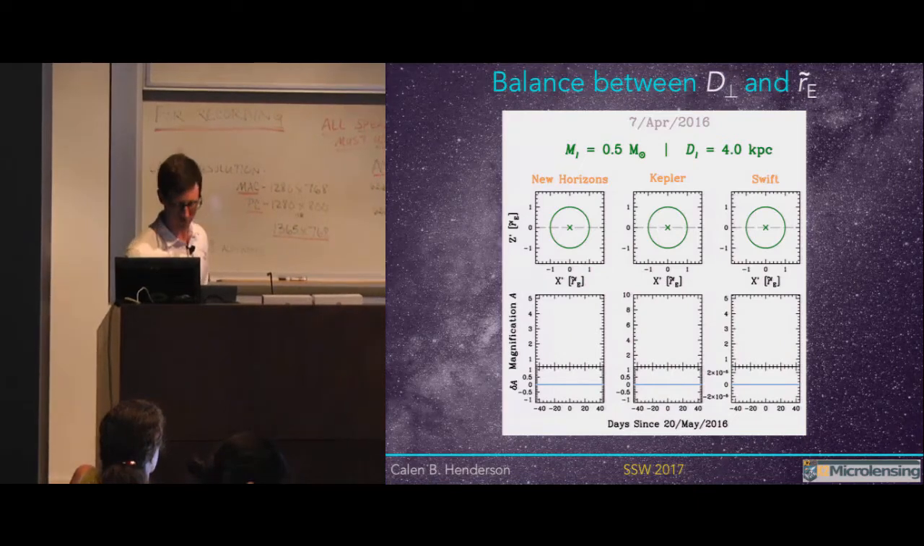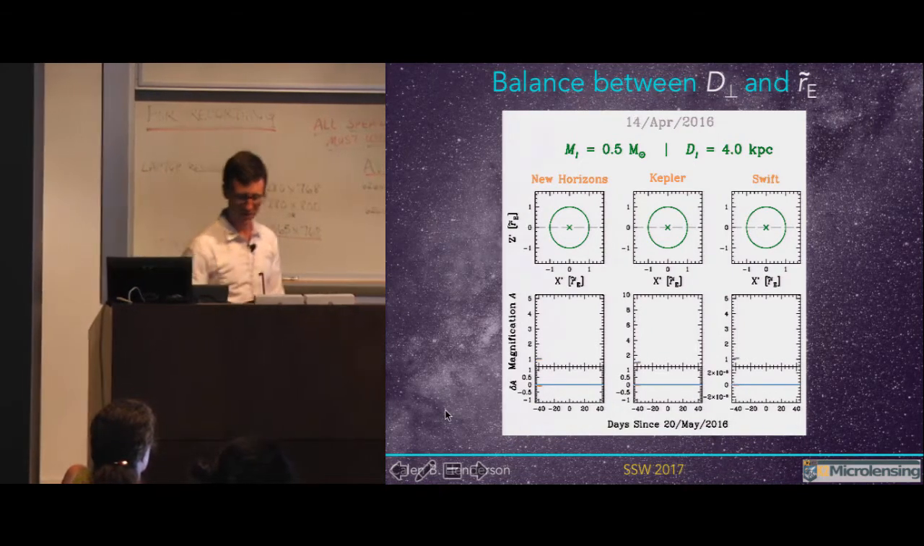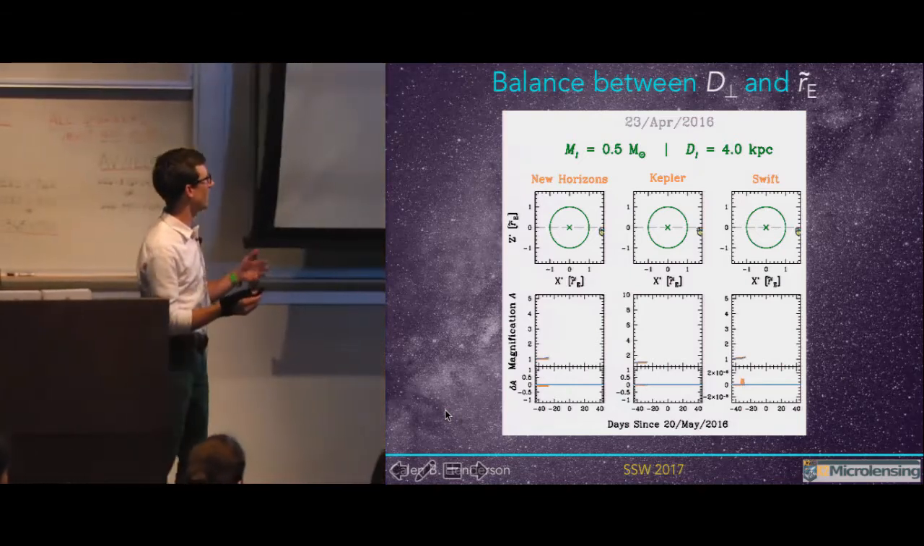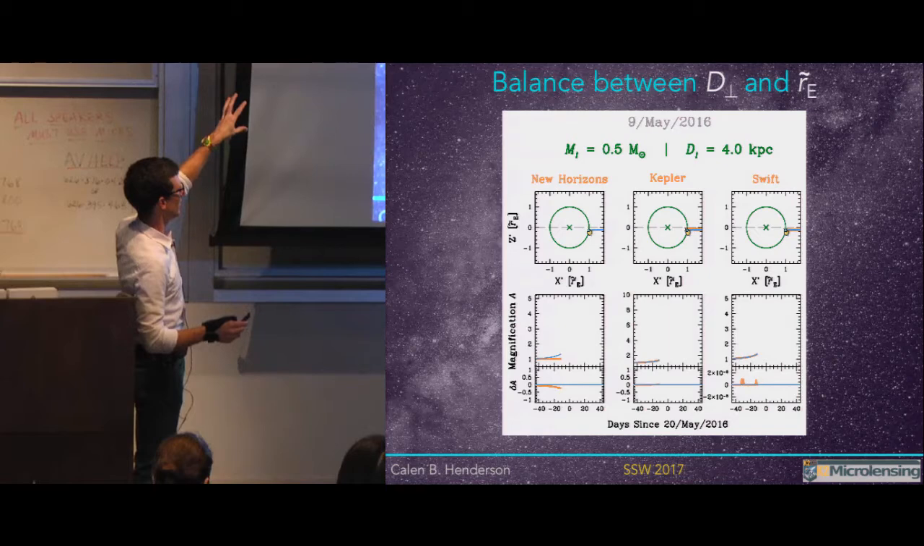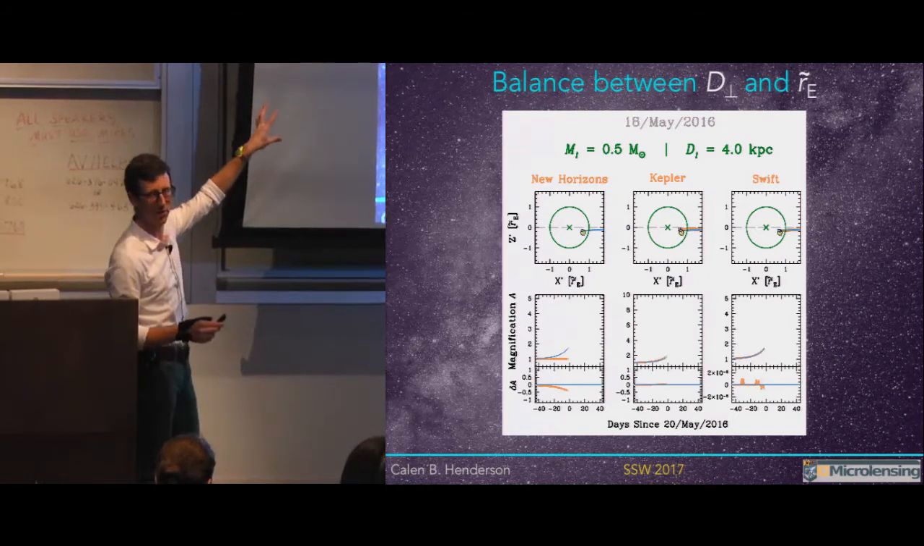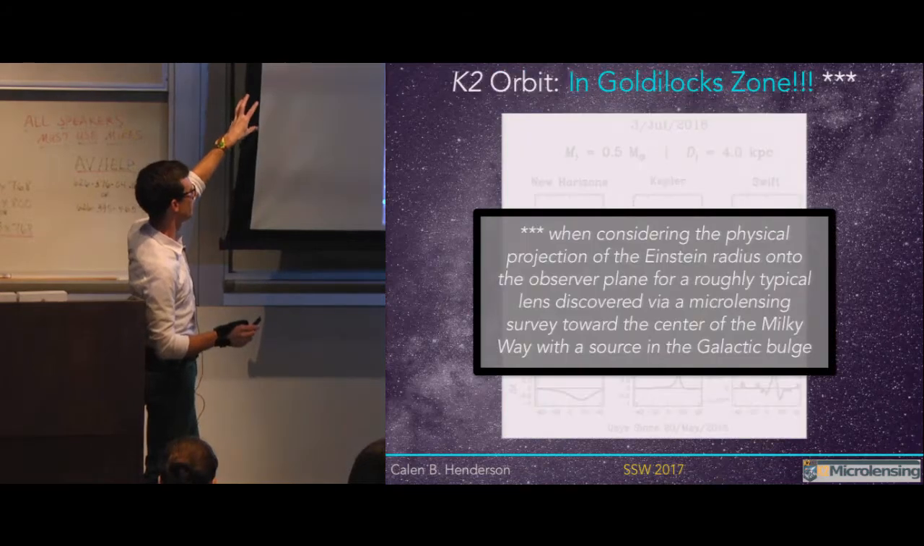And to really hit home about why Kepler, and by extension Spitzer and WFIRST as well, are in the sweet spot, what we're doing here is, throughout the dates of K2's Campaign 9, looking at the top row, which is for the same toy model lens event: a half solar mass star at 4 kiloparsecs from the Earth.